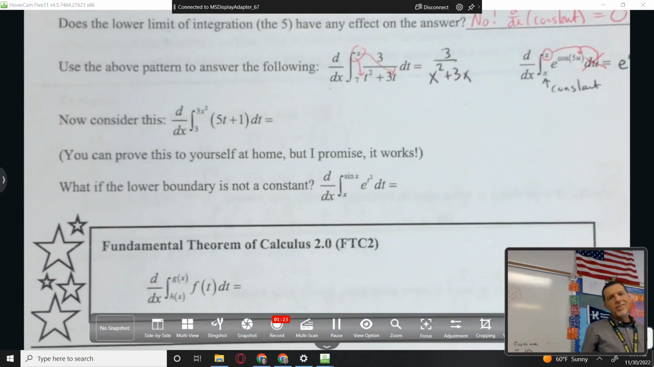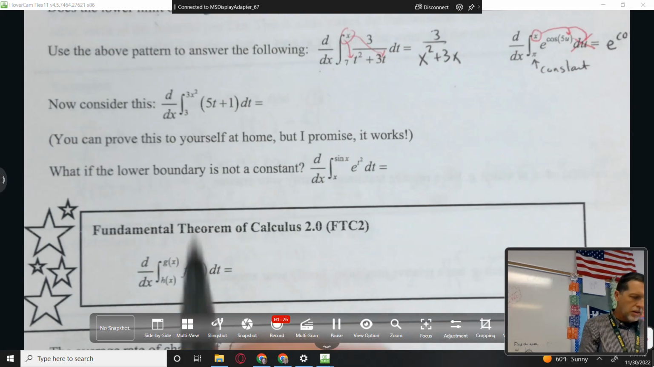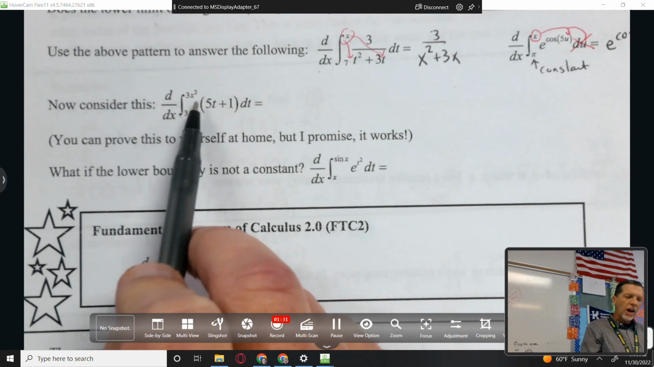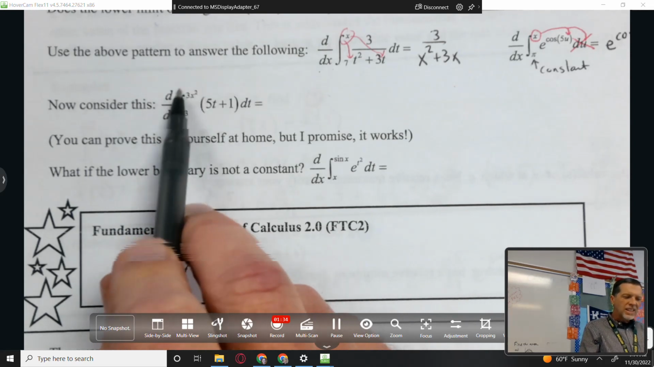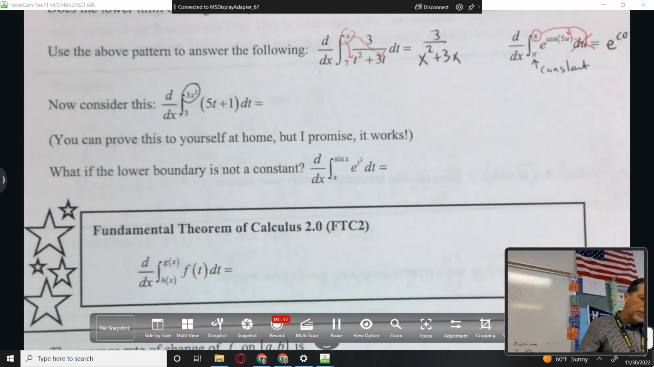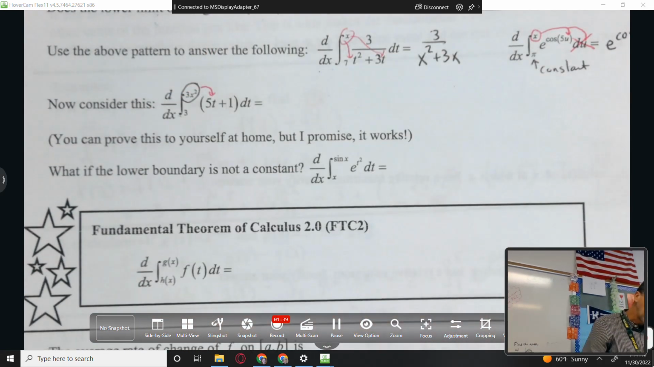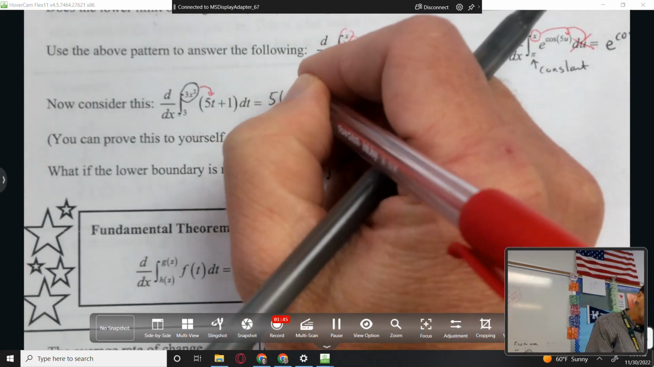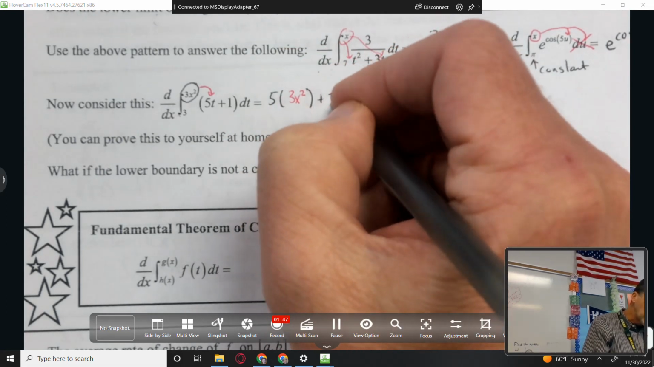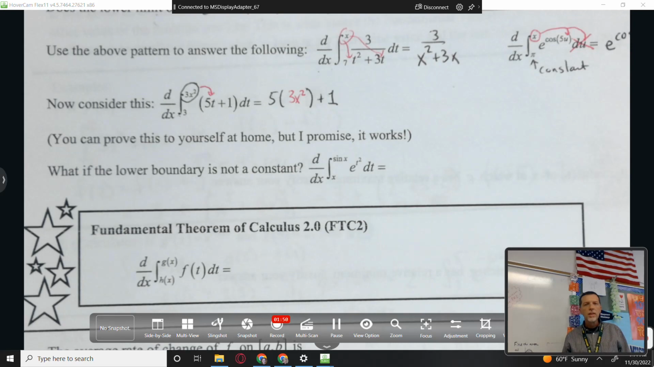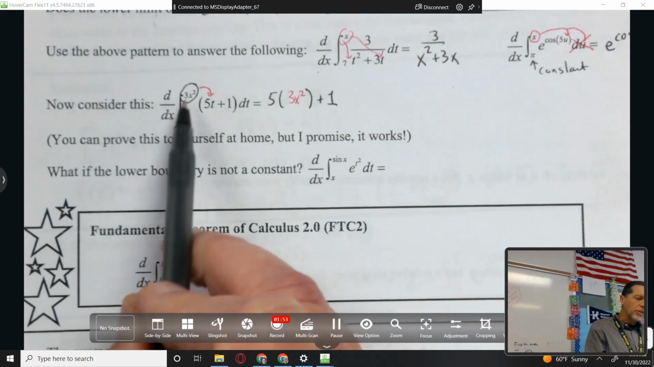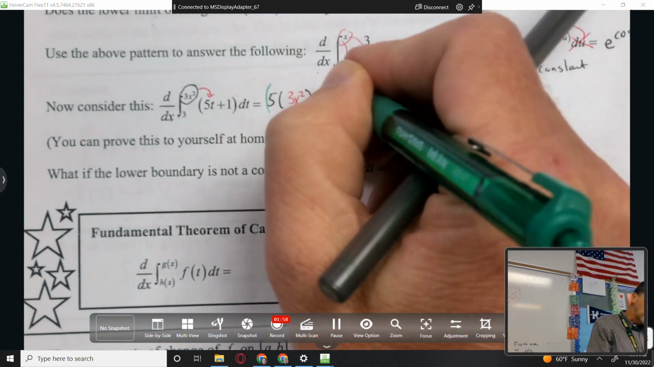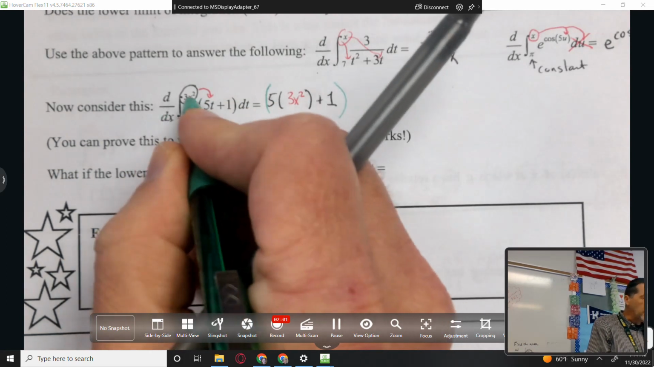Alright, but there's a little bit of a trick coming on the next one. Derivative of the integral. Okay, that's fine. That should cancel each other out, but why is it bigger? There's something weird going on here. Well, it starts out the same. So 5 times 3x squared plus 1. But I've got to account for the derivative of this guy. Not the antiderivative of that guy, I need to take the derivative of that guy.